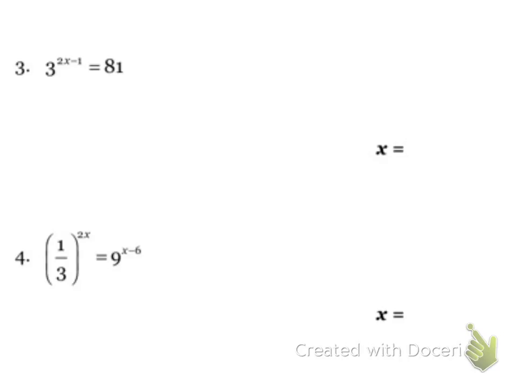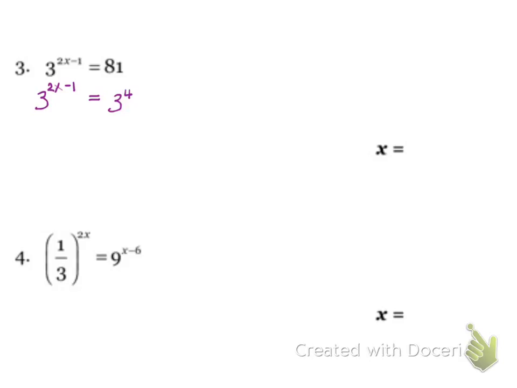Okay, so number 3 is very similar. That 3 can't be changed, but 81 can. So you're going to ask yourself, how can I make 81 a base of 3? So I can do that by saying 3 to the 4th. And then, like I said, over on the left, nothing changes. Well, this is simply just 3 to the 4th over here. No need for these parentheses, essentially, unlike the last one we just did.